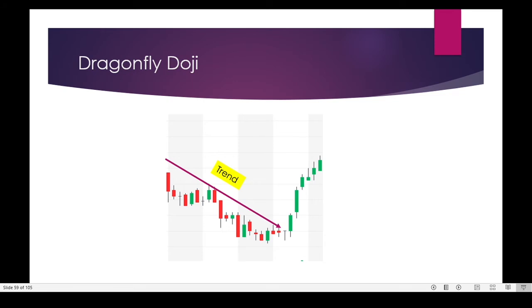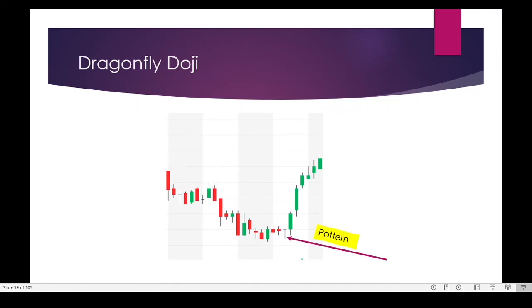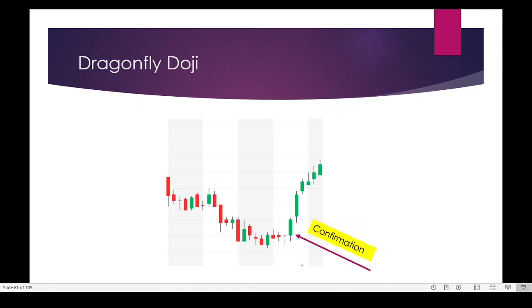Now, again, let's identify the trend. So we do have the current stock trending down. We identify the Dragonfly Doji. Next, we have the bullish candle following the Dragonfly Doji, and we see this as a great opportunity to jump in and we ride that stock up.